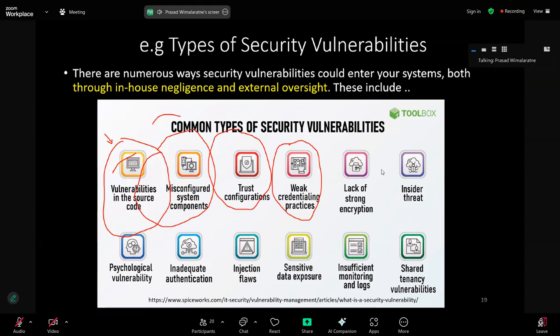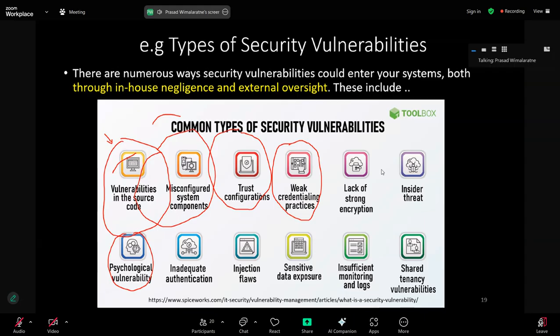Later in the course, and probably you are already exposed in the first year, there are various tools for handling different forms of injection flaws. And then insufficient authentication obviously is another issue that can allow vulnerabilities to creep into the systems. And social engineering related vulnerabilities is another one. When I say psychological vulnerability, we are referring to social engineering related vulnerabilities.